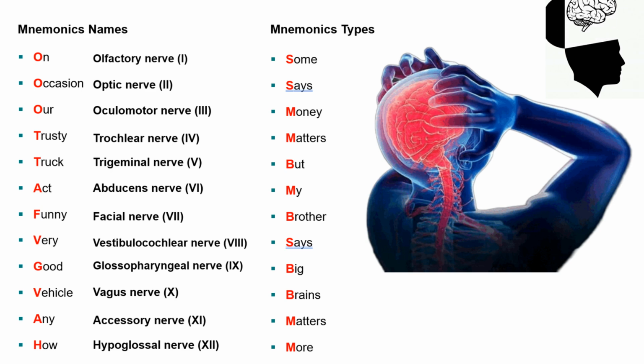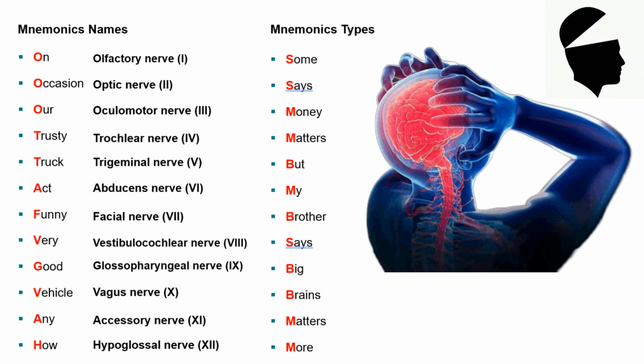Cranial nerve 5, trigeminal, for truck. Cranial nerve 6, abducens, for act. Cranial nerve 7, facial, for funny. Cranial nerve 8, vestibulocochlear, for very. Cranial nerve 9, glossopharyngeal, for good. Cranial nerve 10, vagus, for vehicle. Cranial nerve 11, accessory, for any. Cranial nerve 12, hypoglossal, for how.